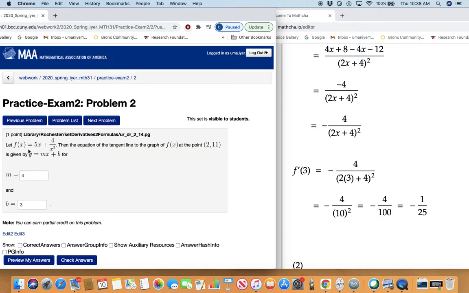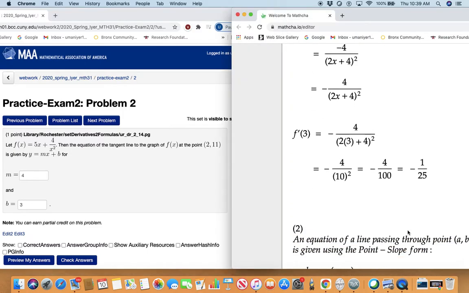Next, let f(x) equal (5x + 4) / x squared. Then the equation of the tangent line to the graph of f(x) at the point (2, 11) is given by y equals mx plus b. So this is the slope-intercept form. m is the slope, b is the y-intercept. Okay, so apparently my answers are 4 and 3.